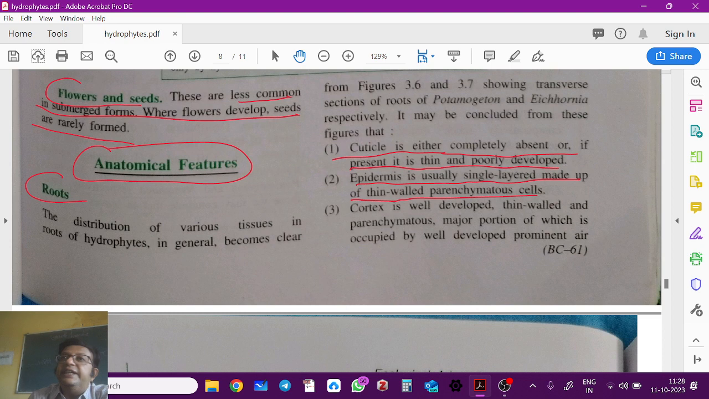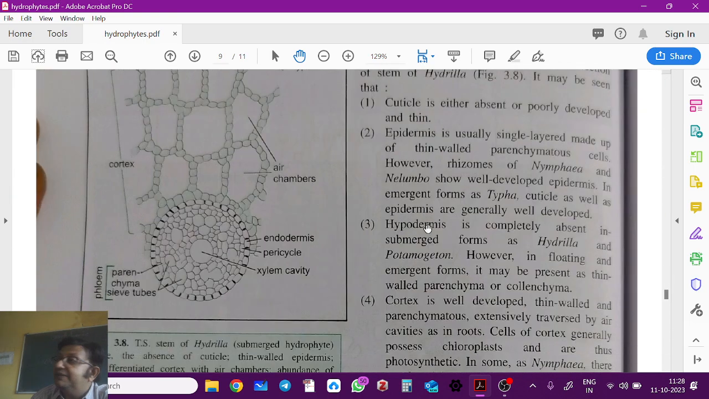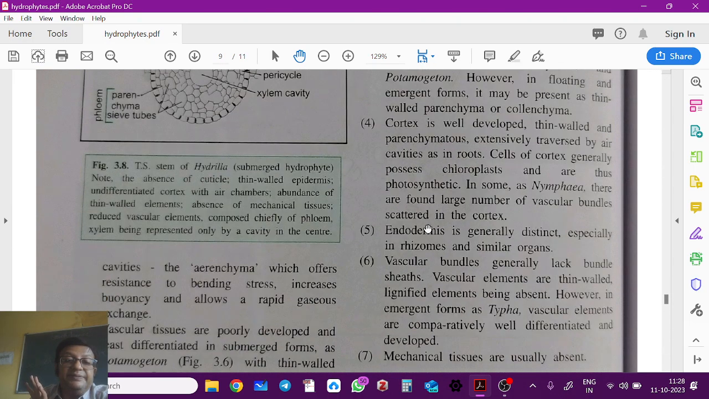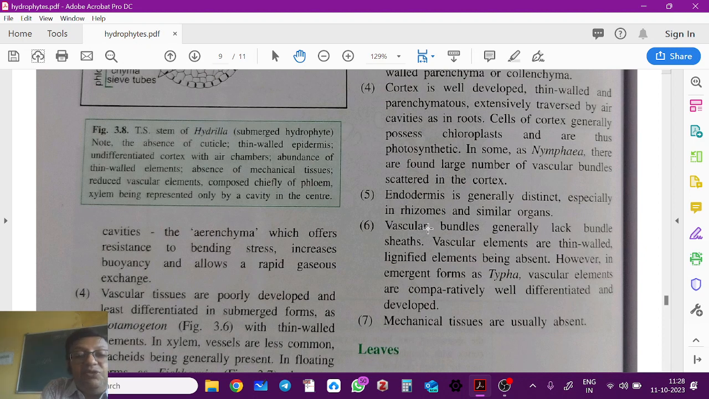Cortex, the inside region, is well developed, thin walled and parenchymatous, a major portion of which is occupied by well developed prominent air sacs, filled with air, for floating. These air cavities are known as the aerenchyma. This is a question which comes: what is aerenchyma? It offers resistance to bending stress, increases buoyancy and allows rapid gaseous exchange.